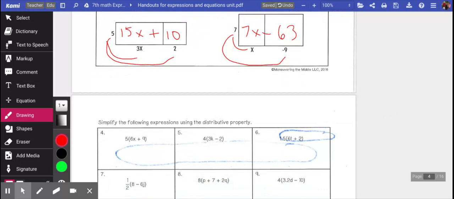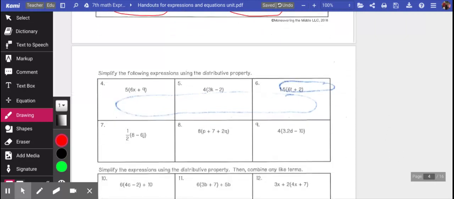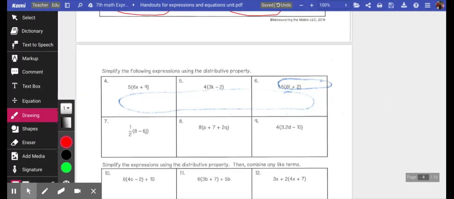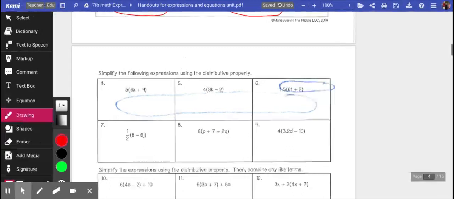Okay, so if you want to pause and do them and look for my answers, or you can still do it with me. Okay, I lost the screen for a little bit. Okay, so number 4.